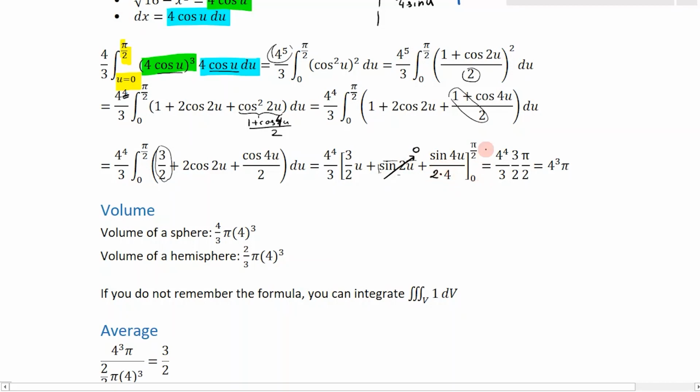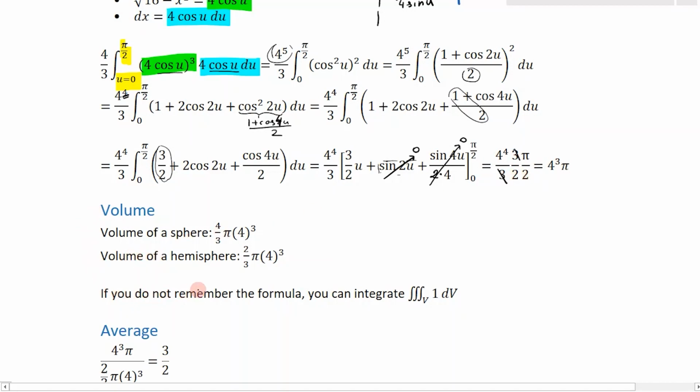For this one, you'll have pi over 2 times 4 gives you 2 pi. So then this is 0 again, and at 0, it's also 0. So this is 0. Then you have only this guy left, so you have 4 to the 4th over 3 times 3 over 2 times pi over 2 minus 0, which is pi over 2. So you have this. Then you can cancel one of the 4s with this 2 and 2, which gave you 4 to the 3. 3 cancels, so you have 4 to the 3 times pi, and this guy is gone.